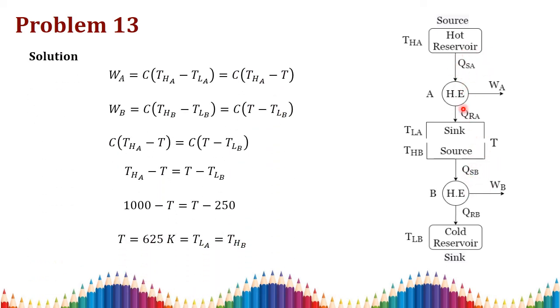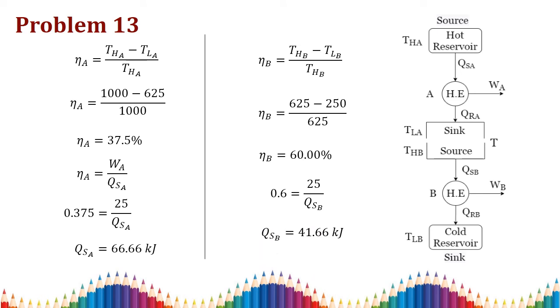Again, we know that the work done for heat engine A will be Qs minus Qr, and it is also a function of temperature. So this can be written with a constant: C into THA minus TLA, which is equal to C into THA minus T, because T is equal to TLA. Similarly, the work done of B can be C into T minus TLB. In the problem, they have given that the work done is equal for both engines. So we can write the WA is equal to WB condition. Then we can equate, and you get the intermediate temperature of 625 Kelvin in this problem.